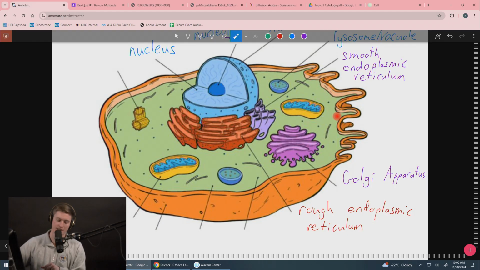The entire cell is filled with this green fluid. Now there's two labels here that look like they could be pointing to this green fluid. One of them is actually pointing to one of these little black dots floating around, so we're going to make it more obvious and say that this one is pointing to one of the little black dots floating around in the green fluid. This here is called a ribosome.